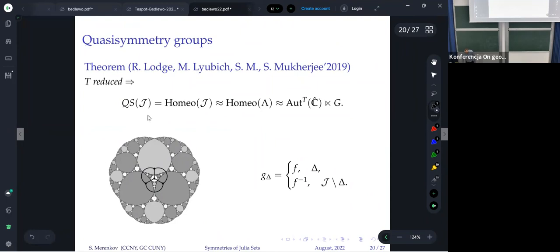The quasisymmetry group of this Julia set is the same as the group of homeomorphisms. So this is what one can call topological rigidity in some sense. They're unlike carpets, where the two groups are vastly different. The group of homeomorphisms is huge, the group of quasisymmetries is finite. These two are the same groups.